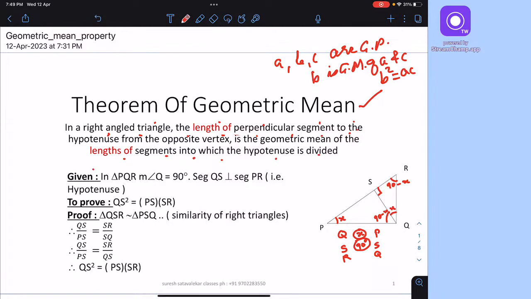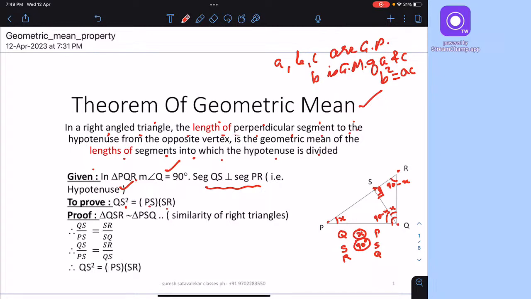What is given? In triangle PQR, angle Q is 90 degrees. Then segment QS is perpendicular to segment PR, where PR is the hypotenuse. And we have to prove that this segment QS is the geometric mean of PS and SR. That means QS square is equal to PS into SR.